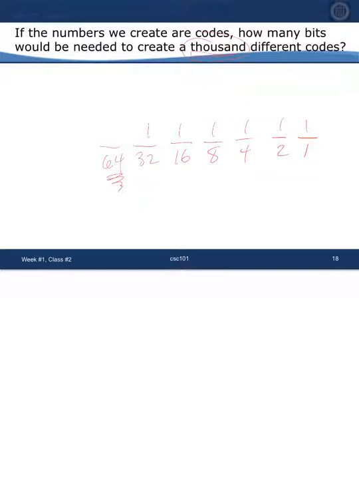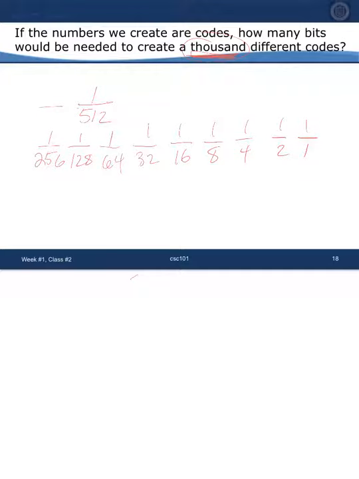So if I need 1,000 different codes, I need to go much, much further in order to get reasonably close to 1,000. So let me keep going with my place values here. So I could do 128 is the next one. And then 256 is the next one. And I've run out of space, so I'm going to just go above this. The next one would be 512. Sorry that I've run out of space on you there, but I think you know what I mean.